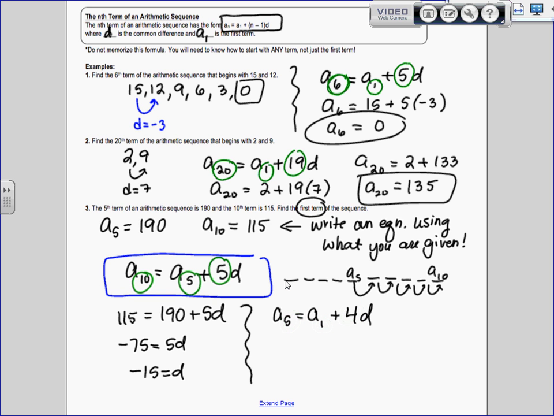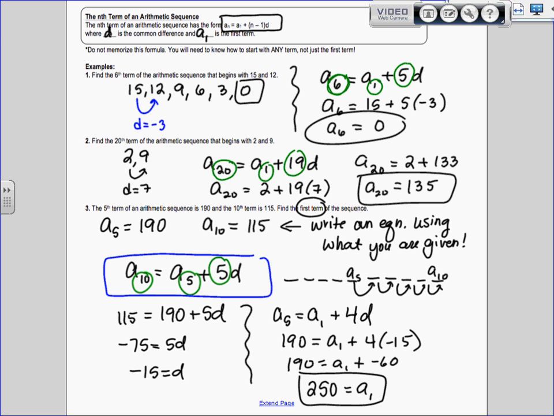All right, so my fifth term was 190. I get A1 plus 4 times negative 15. So I have A1 plus negative 60. So I add the 60 over. So I get 250 equals A1. So the first term is 250. Okay, makes sense? Alex, you with me? Yeah.